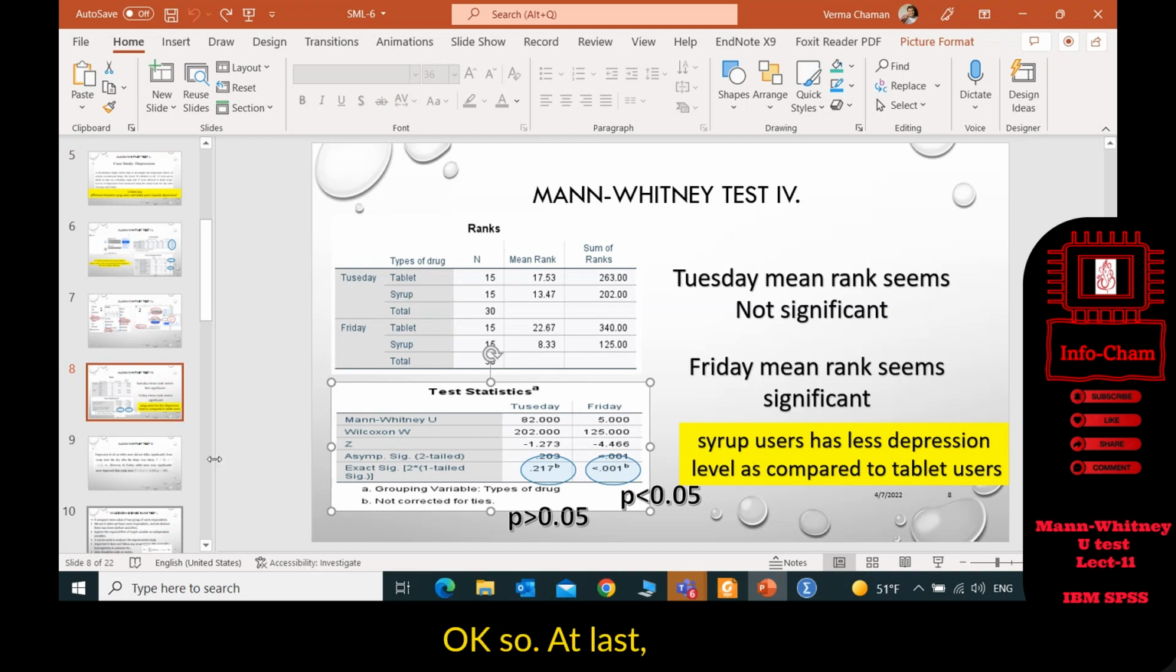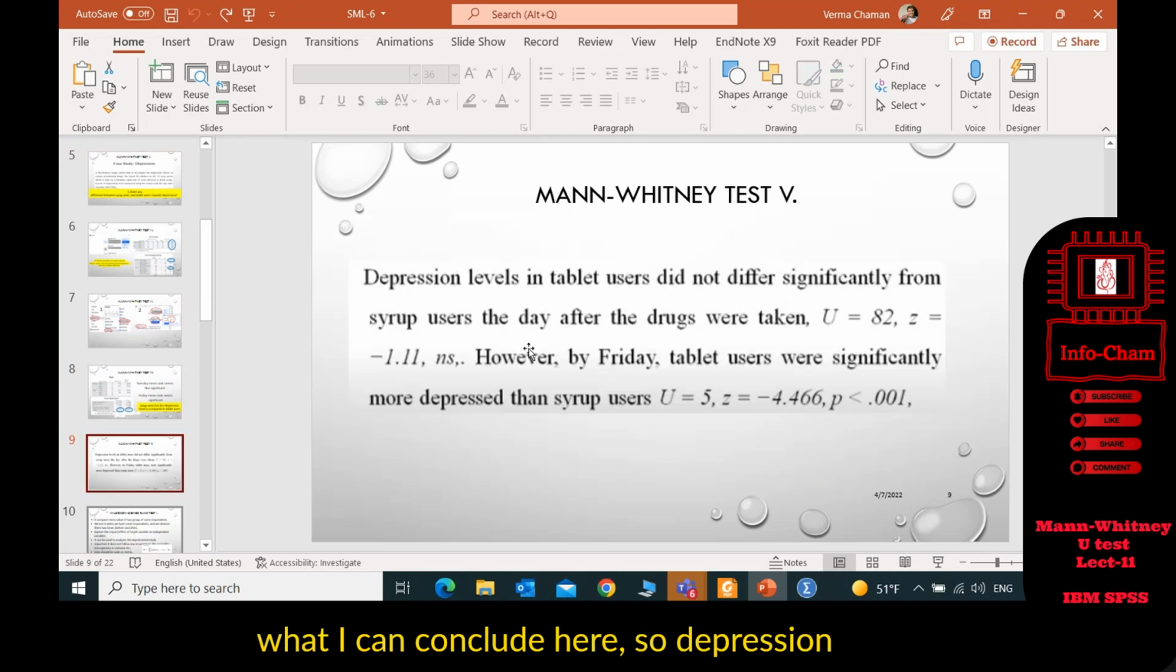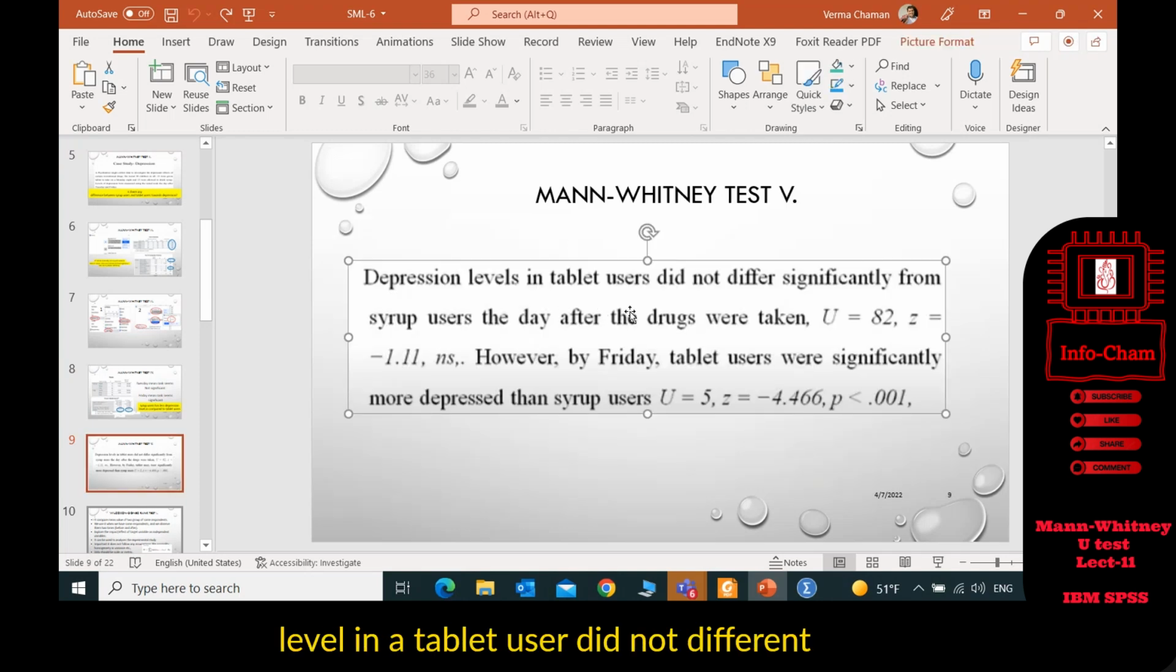Okay, so at last, what I can conclude here: depression level in a tablet user did not differ significantly from the syrup user, right? As on the day after the drugs were taken, this one, right? So U value I have defined, and P value, it is not there, but you have to show the P value here. And on Friday the tablet users were significantly more depressed than the syrup users, because I showed you the value is less than 0.05.